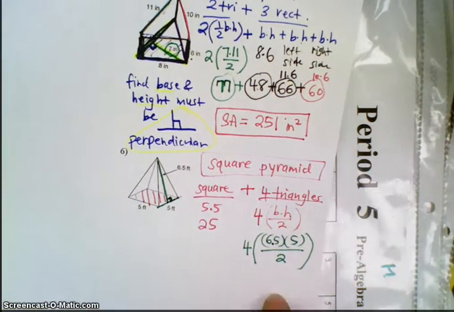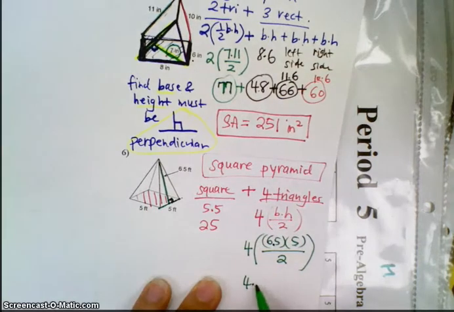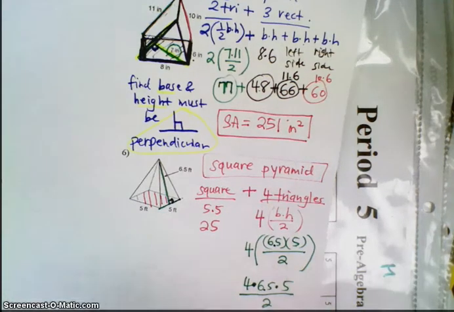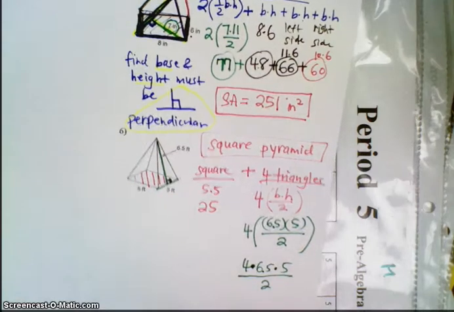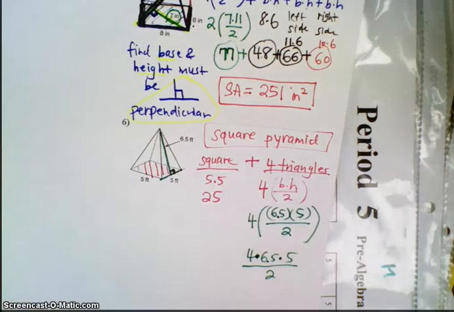When I punch that in, I can simply punch in 4 times 6.5 times 5, and then I could divide all of it by 2. So in terms of this multiplication and this division of 2, I can do it in any order that I want. Because in PEMDAS, when you get to multiplying and dividing, it doesn't matter the order. Usually we'll go left to right, but honestly it doesn't make a big difference.